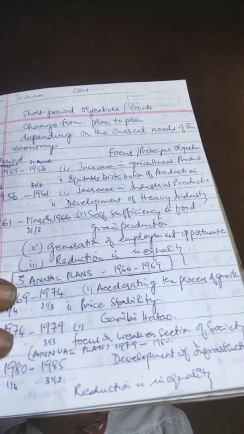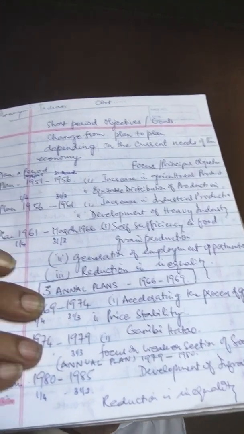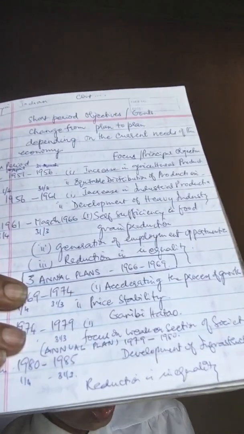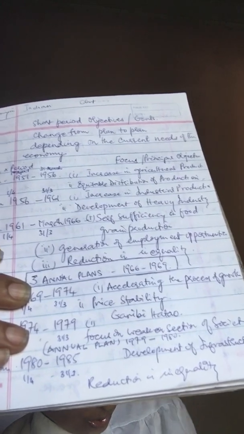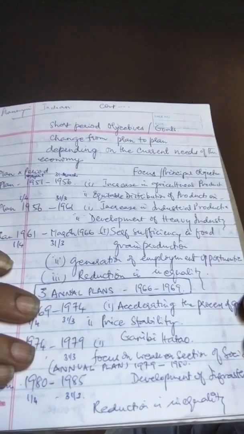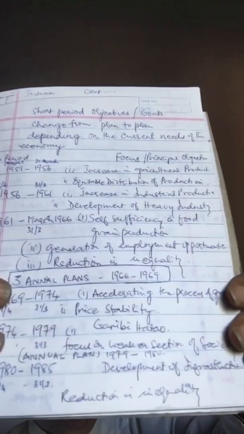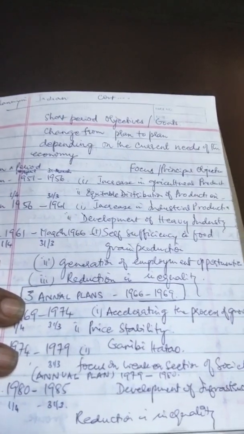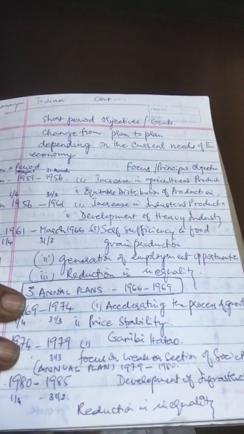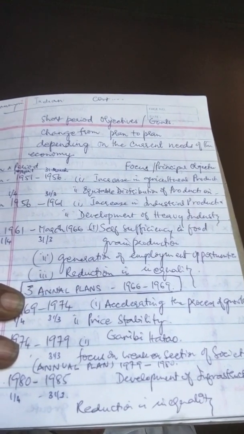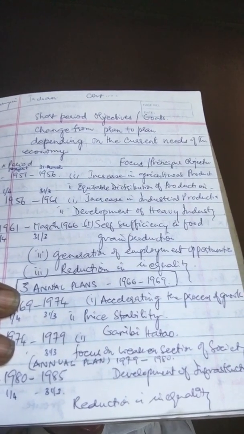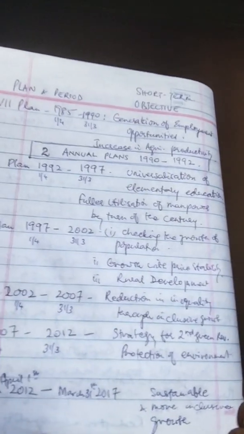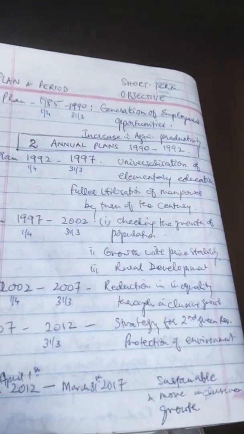After that we had two annual plans, from 1990 to 1992. This was due to the political instability at that time. So we could only start the next plan on 1st April 1992, to cover the period 92 to 97. So that was basically the two annual plans from 1990 to 92. Sorry, I didn't turn the page on time. So you can see for yourself.